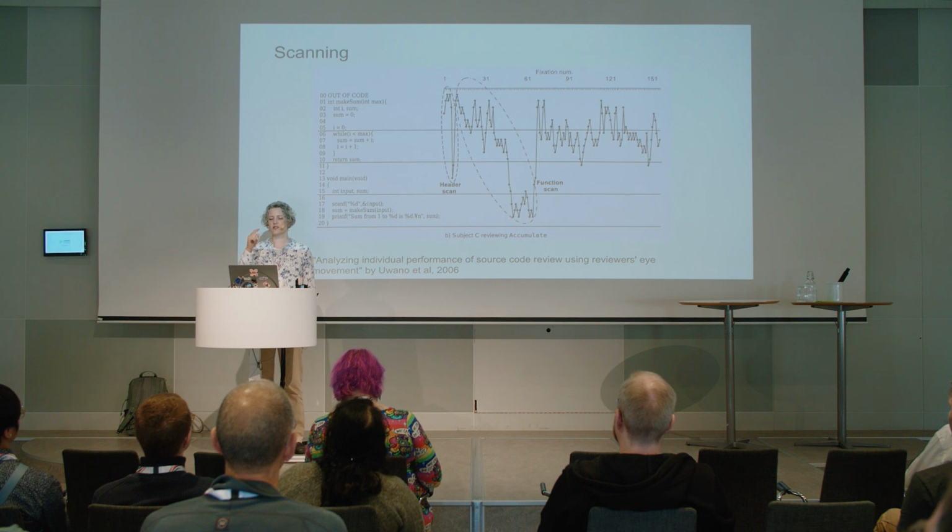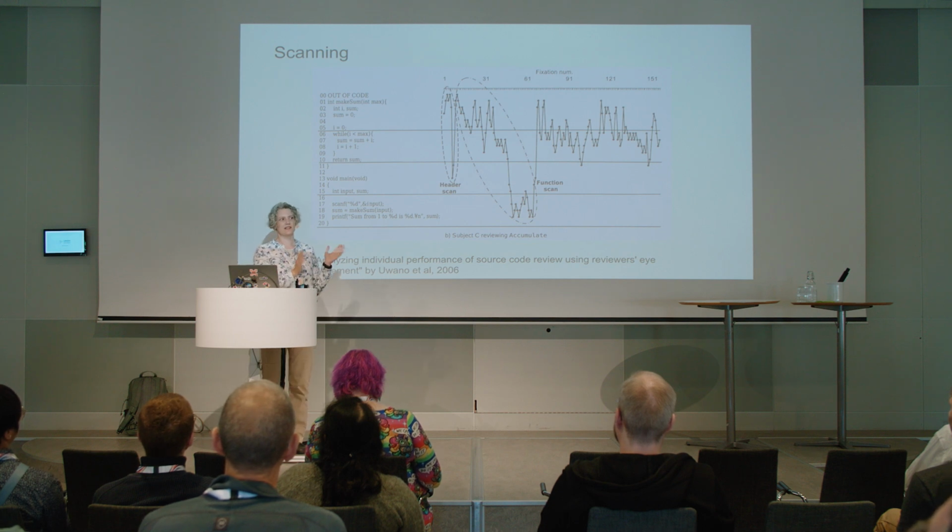The researchers identified this behavior: people are generally not reading the code from top to bottom. The eye scans. First you scan the headers, then you quickly look at the function bodies, and then you start homing in on where the bug is. I don't know if you spotted it, there's an off by 1 error. It should be i less than or equal to max, just in case you're wondering where the bug is.